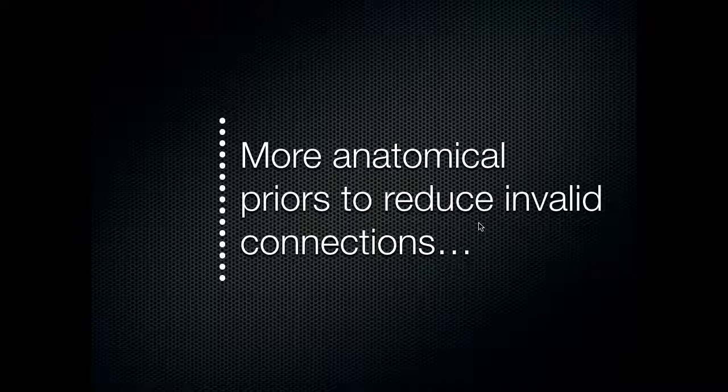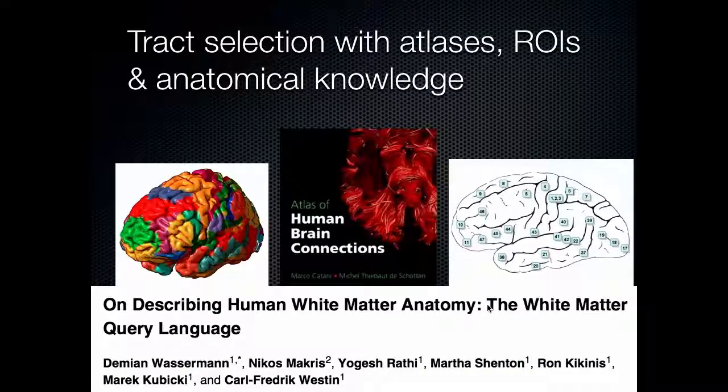So let me end with more ways to reduce invalid connections. And that is with the good old regions of interest. You can use an atlas. You can manually draw regions of interest. That's probably the most powerful way to find what you're looking for, or to remove what you don't want to see. And neuroanatomists and virtual dissectors have been doing this for years now. But it's a way, in a sense, to inject anatomical priors.